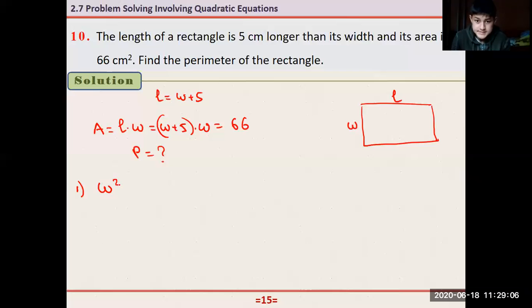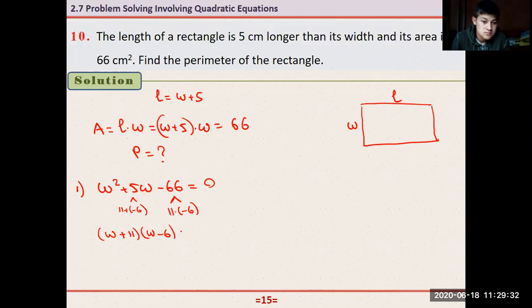If you expand this, W squared plus 5W minus 66 is equal to 0. All right, can we factorize this? 11 times negative 6, right? And 11 plus negative 6 is 5. It works. So we can write it as (W plus 11)(W minus 6) equals 0. From here, W equals negative 11 or W equals 6. And we know that we do not use a negative number to measure length. So this answer is rejected, not accepted. So W equals 6. That's the answer.